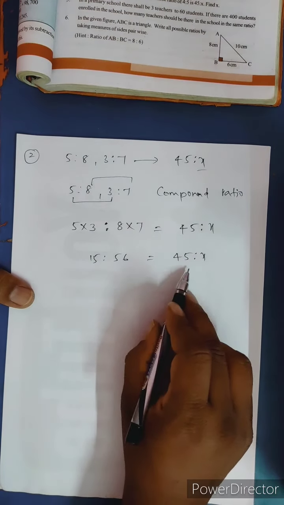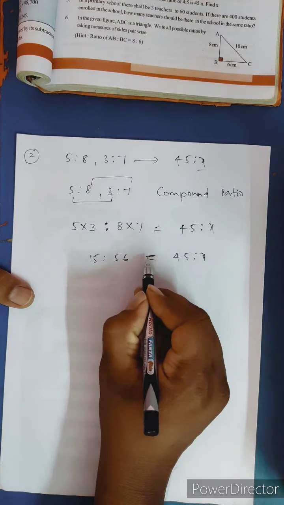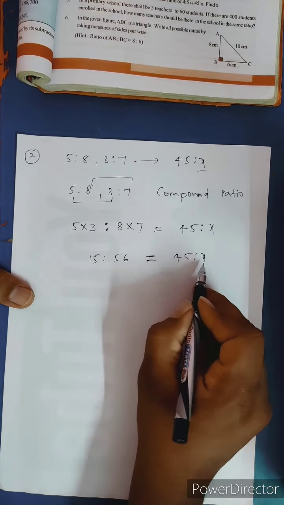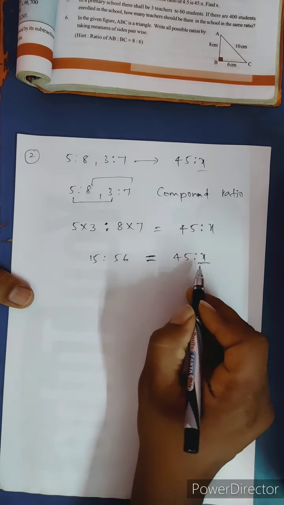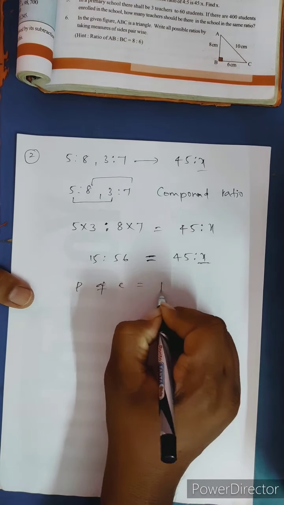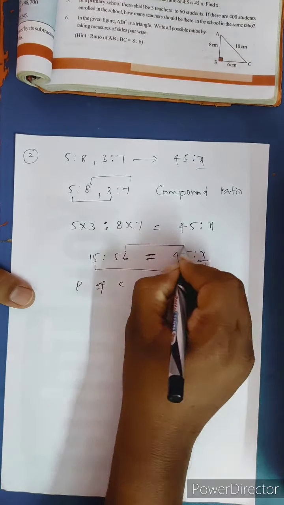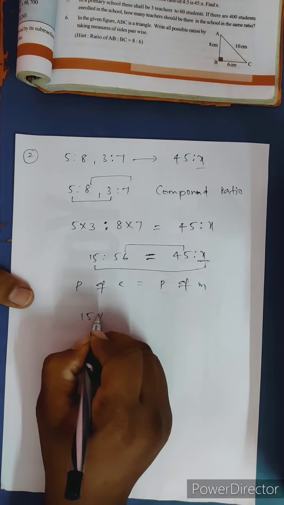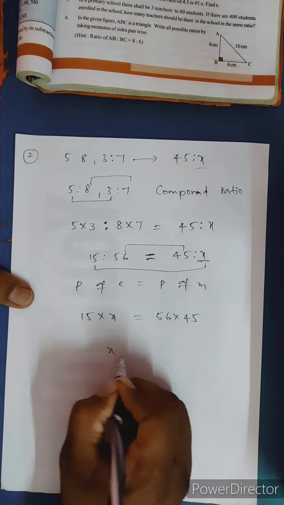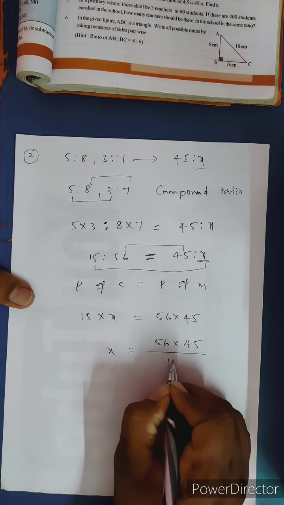First one is a ratio, another one is a ratio, and between these two ratios there is an equal sign. So these two are in a proportion. Now the unknown value x is in the extremes. So write product of extremes is equal to product of means. 15 into x equals 56 into 45. x equals 56 into 45 upon 15.